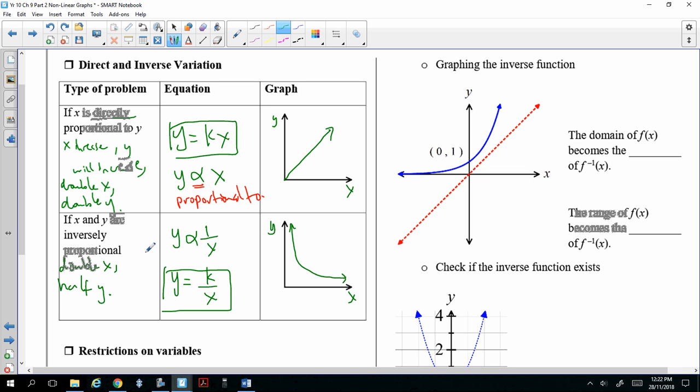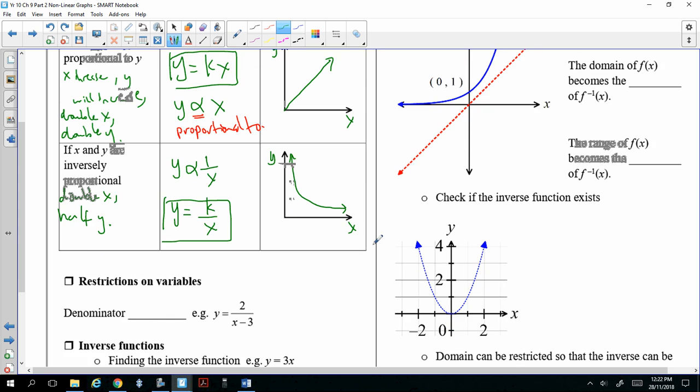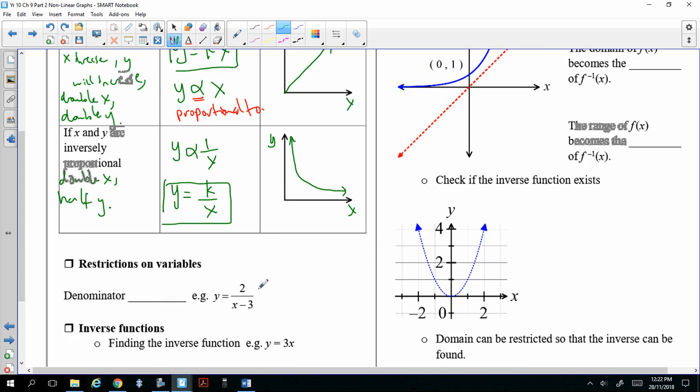What else are there? We also have restrictions on variables. So what are restrictions on variables? The denominator cannot be 0. Okay. In this case, x minus 3 cannot be 0. Means x cannot be 3. Okay. So we've got the denominator cannot be 0.